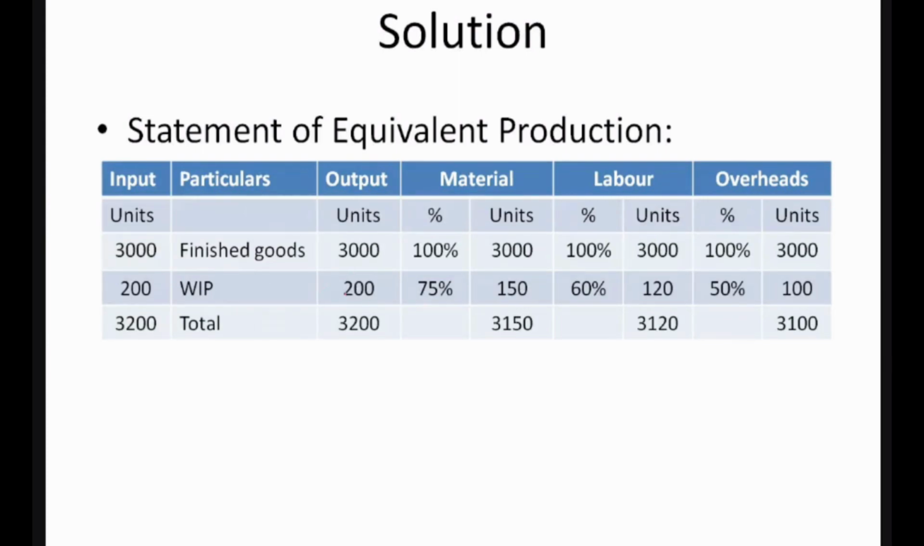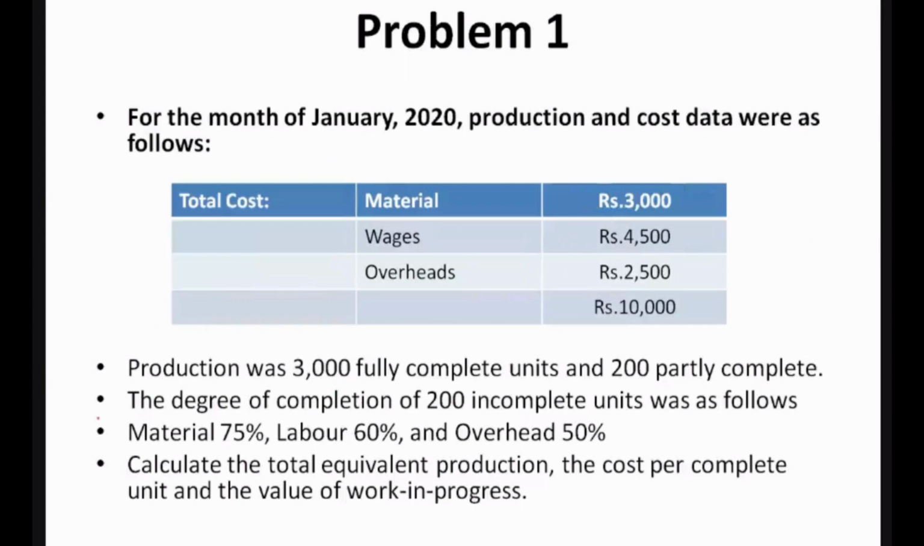work in progress 200 units total, but it is completed 75% from the material point of view. Material point of view is 75% complete. So 150 units are completed. How this 150? It is 75% of 200. In the same way, this is 60%, and this is 120. This is 50%. This is 100. Getting? Okay. How is this percentage? This percentage is given here. These are the percentages given to you.